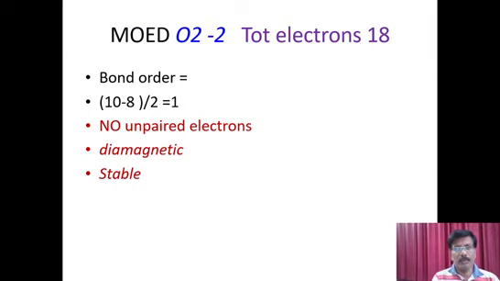Therefore, O2 minus 2 has a total of 18 electrons, and the bond order is (10 minus 8) by 2, that is 2 by 2, which means 1. So the bond order is 1. If you take O2, the bond order is 2, whereas for O2 minus 2, the bond order is 1. And is there any unpaired electron there? No, there is no unpaired electron. Therefore, it is diamagnetic in nature, and we already know that a positive bond order means a stable molecule. So O2 minus 2 is a stable molecule.